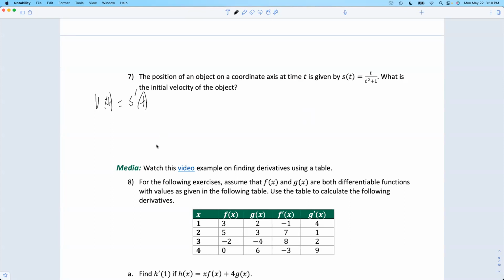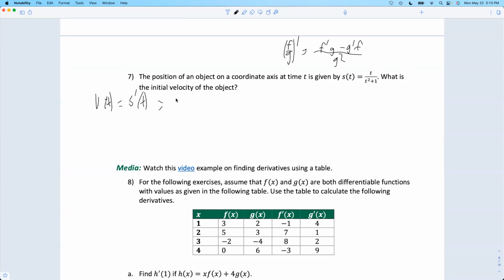And acceleration would be the derivative of velocity, but we're not asked about that. Okay, this is a quotient. I have to use quotient rule here. So I'm going to do, let's write this out. Remember, if we have f over g, we have some fraction and we want the derivative: derivative of the top times the bottom minus derivative of the bottom, leave the top alone, all over the bottom squared.